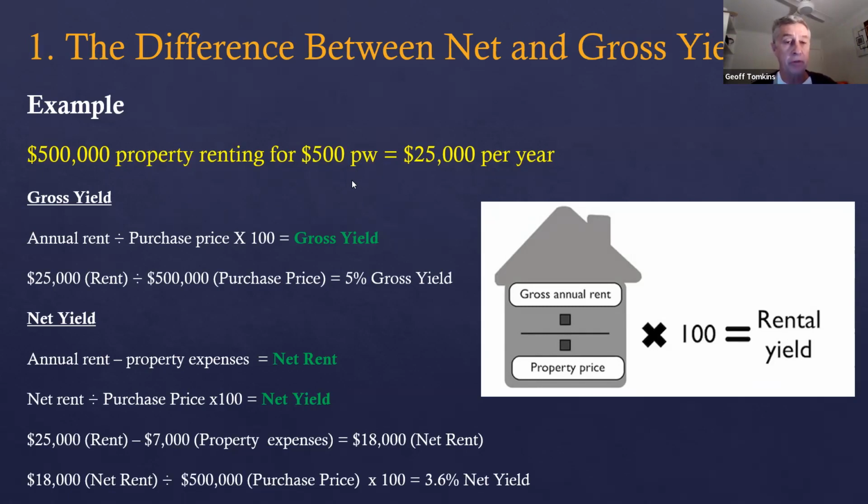So if we were renting it for $500 a week, that would give us around $25,000 gross income per year. The way we calculate the gross yield is we take the annual rent, which in this case is $25,000, divide it by the purchase price, $500,000, and multiply it by 100. So 25,000 divided by 500,000, multiplied by 100, gives us a 5% gross yield.